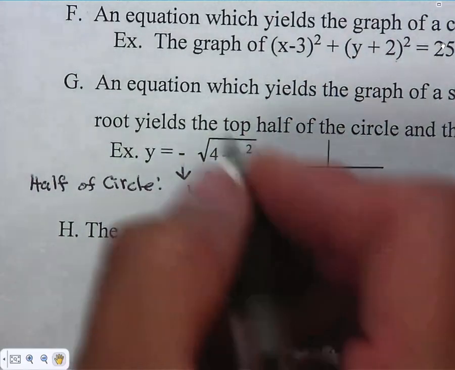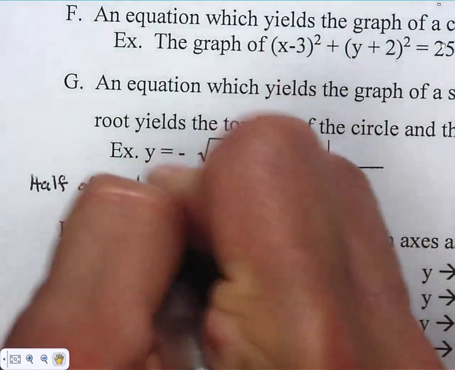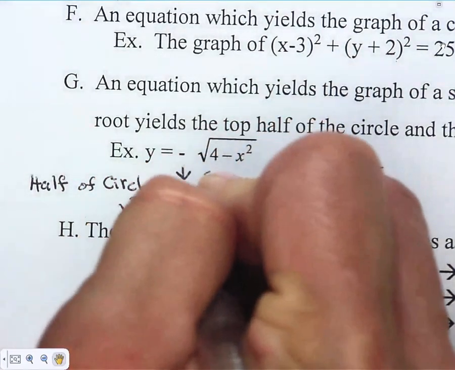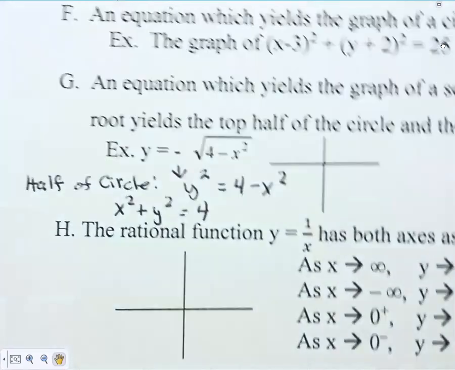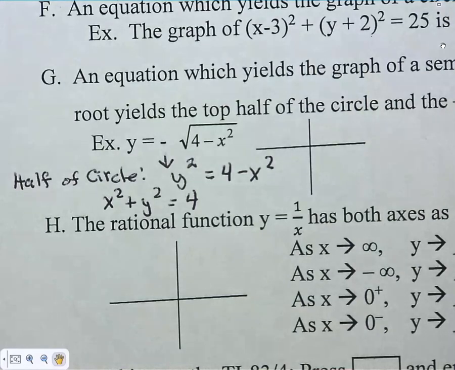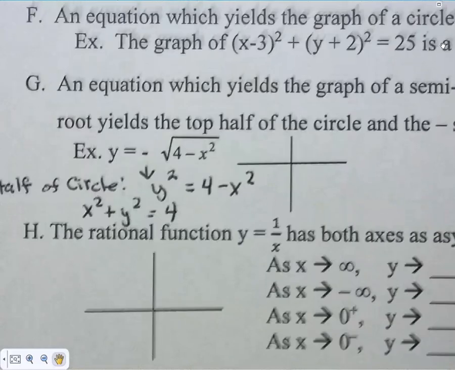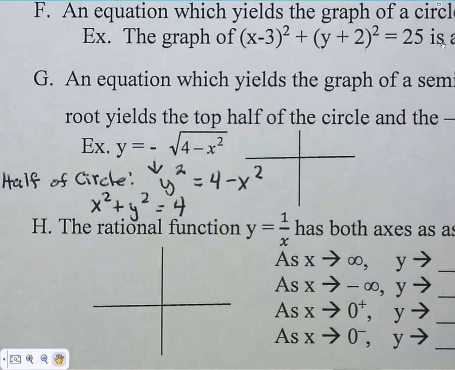And then when I add x squared to both sides, I recognize that as the equation of a circle. It's a circle with center what? 0, 0, because nothing's subtracted from the x, nothing subtracted from the y before you square it. And radius what? 2. Radius 2. So this original equation is half of that graph.